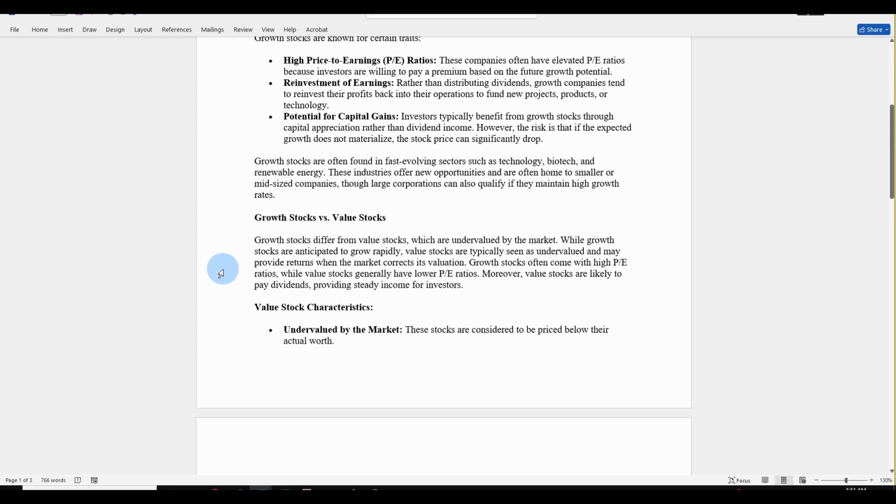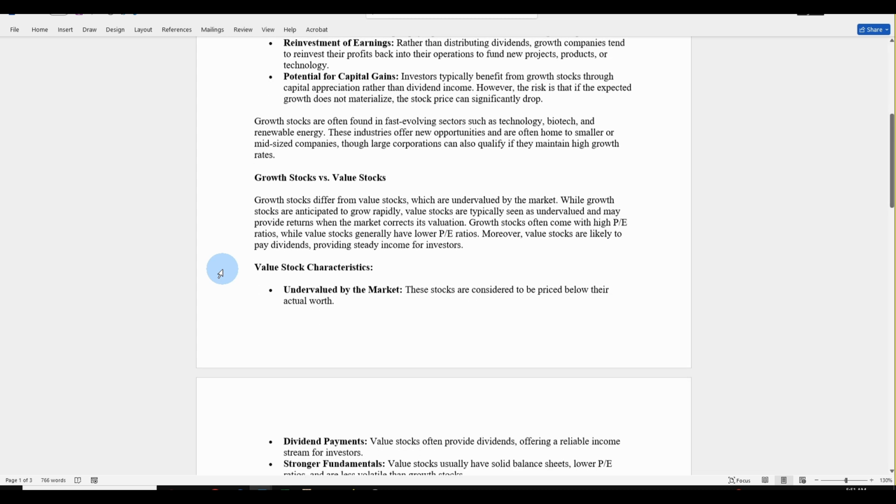Growth stock versus value stock. Growth stocks differ from value stocks, which are undervalued by the market. While growth stocks are anticipated to grow rapidly, value stocks are typically seen as undervalued and may provide returns when the market corrects its valuations. Growth stocks often come with high price-earnings ratios, while value stocks generally have lower price-earnings ratios. Moreover, value stocks are likely to pay dividends, providing steady income for investors.